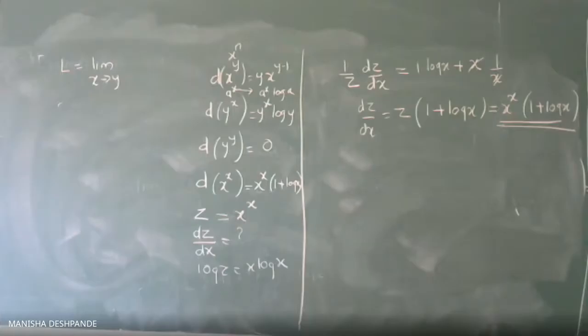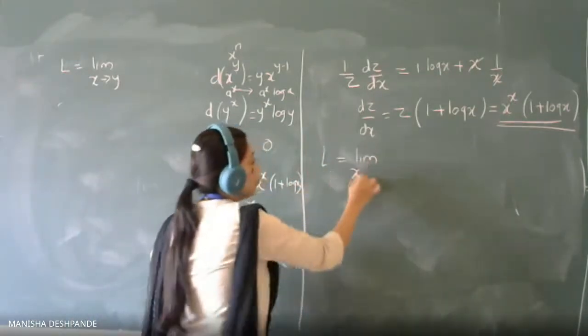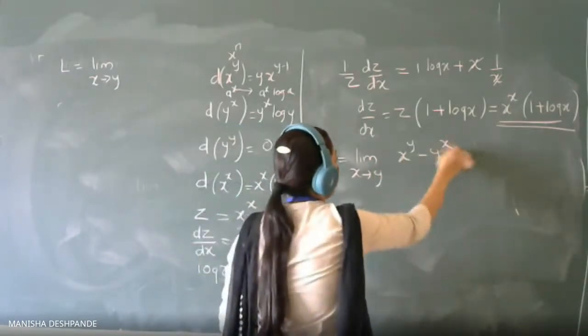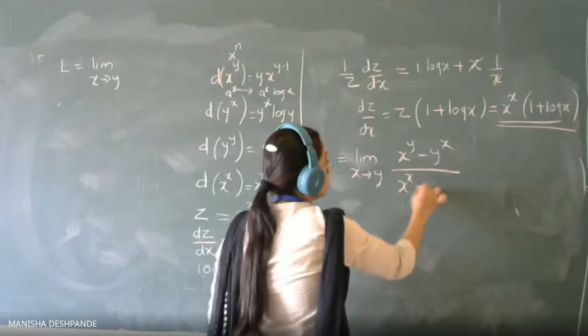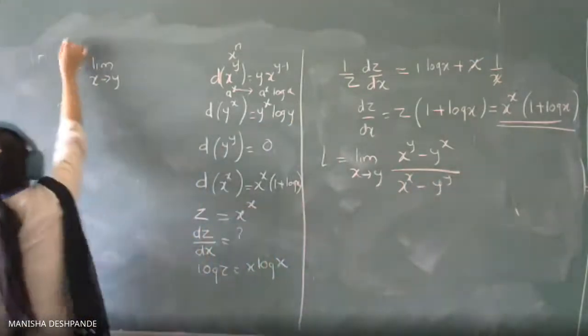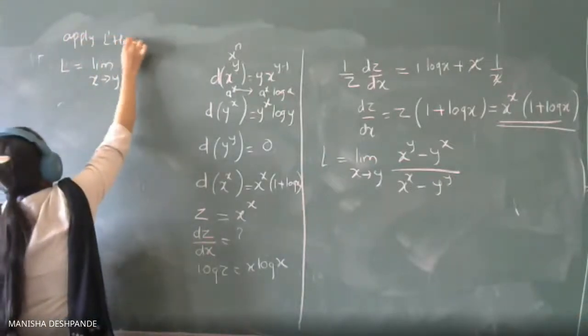Everyone now? So now let's start writing the L'Hospital rule for your question. L is equal to limit as x tends to y, x raised to y minus y raised to x upon x raised to x minus y raised to y. So applying L'Hospital rule, applying L'Hospital rule.